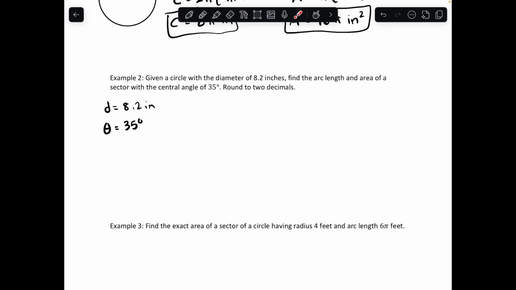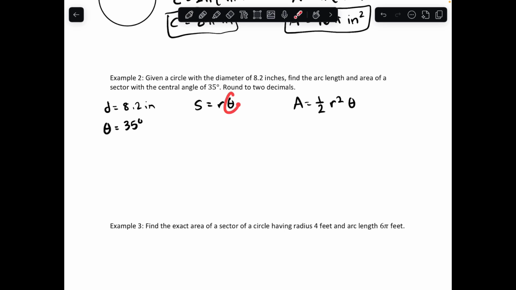Now, let's take a look at what the problem is asking us. It wants us to find the arc length and the area of a sector. And so let's go ahead and write down those equations real quick. So we know that the arc length S is going to be equal to r times theta. And then we also know that the area of a sector is going to be A equals 1/2 r squared times theta. However, we have to be careful here.